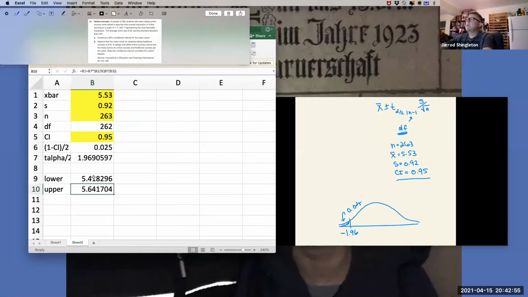Now I take a look and I say, okay, I am 95% confident that the true mean score of this test or whatever it was is between 5.4 and 5.6. Make yourself a template. It'll help you out a lot with these.